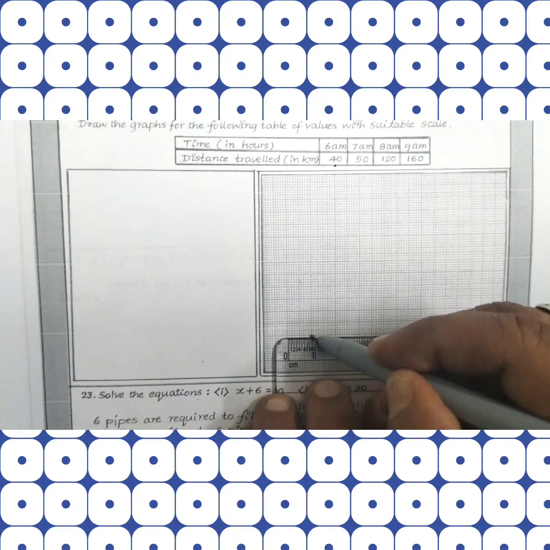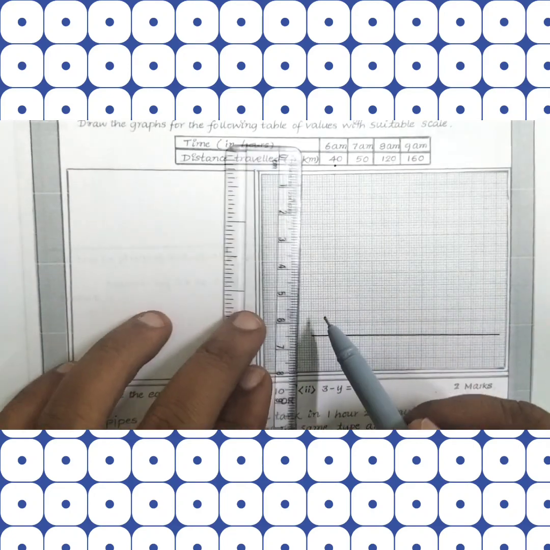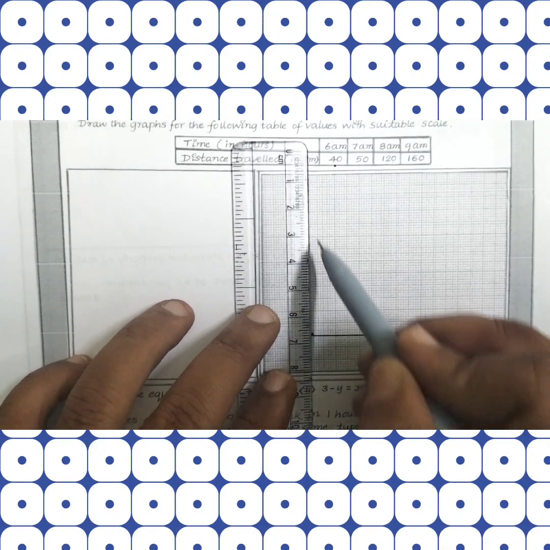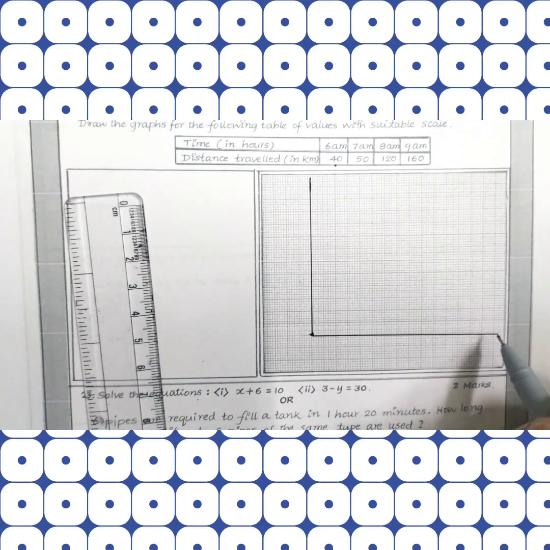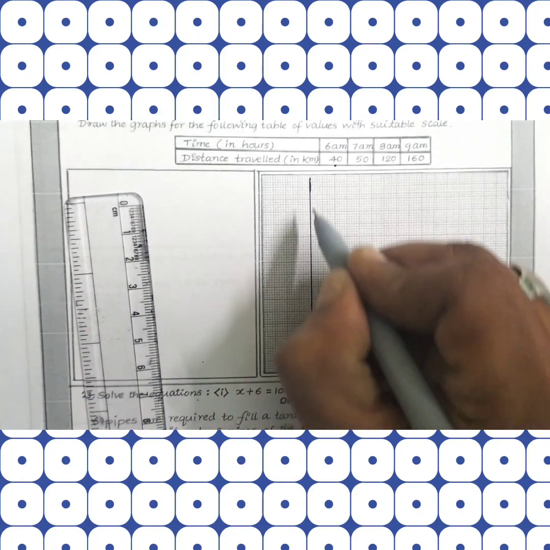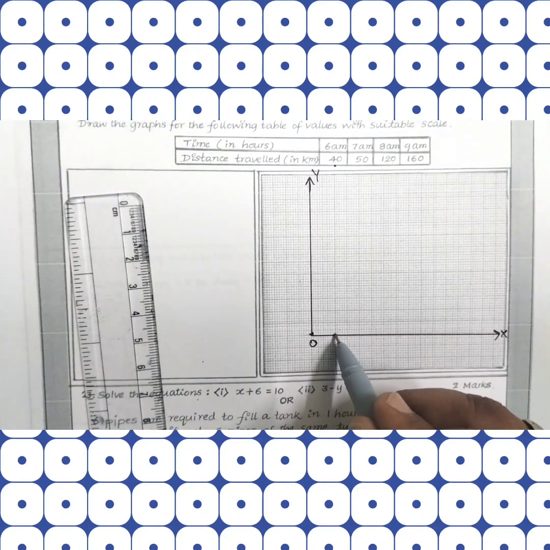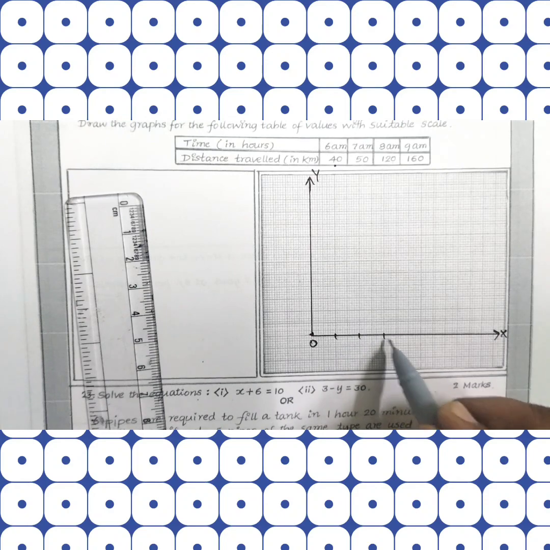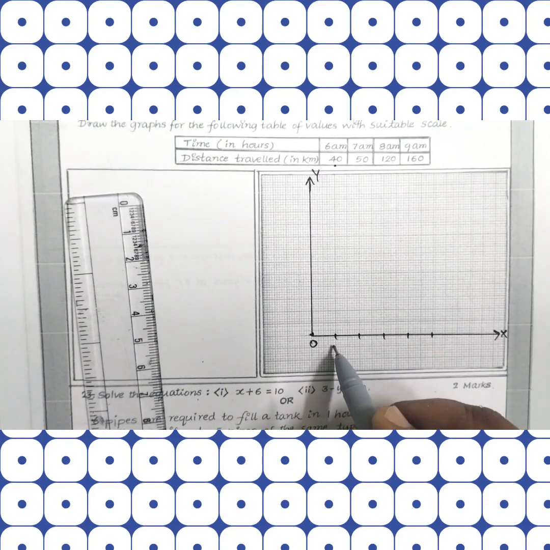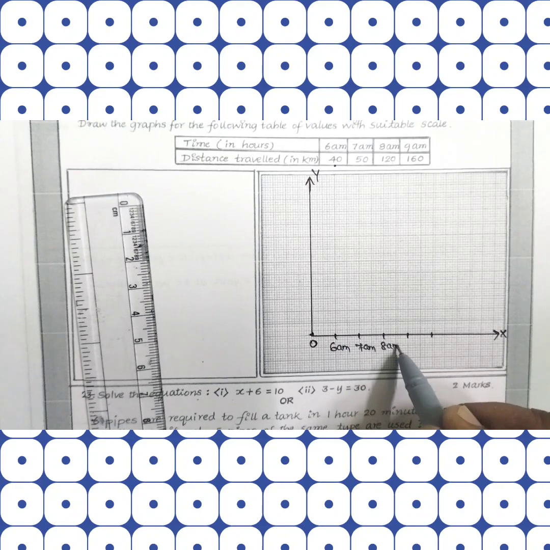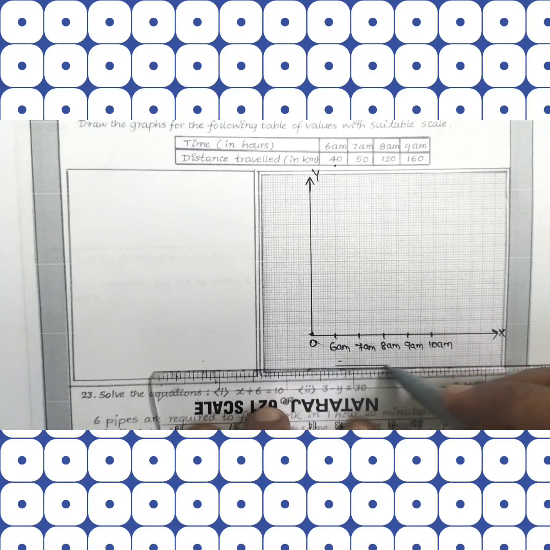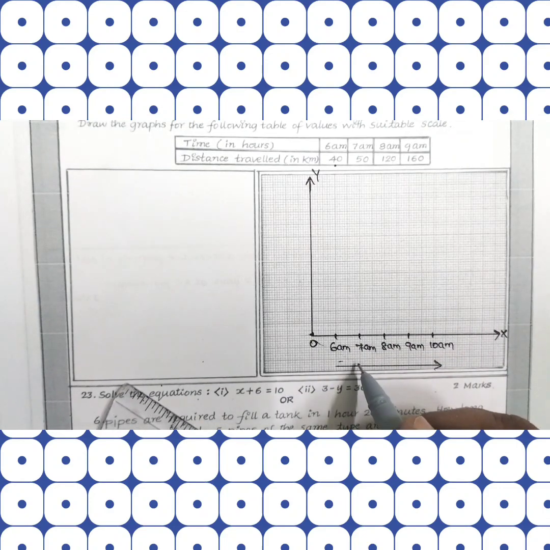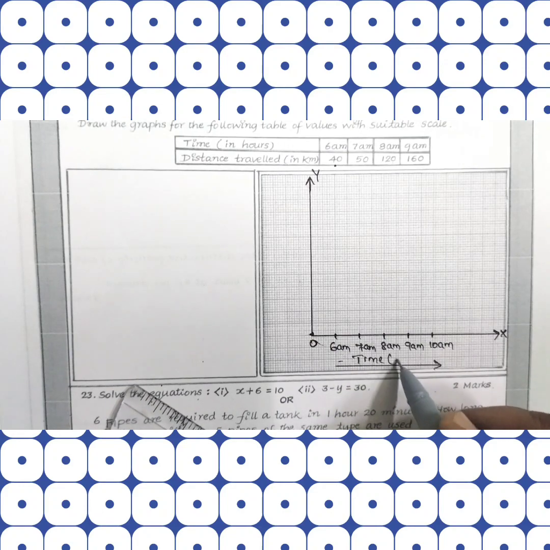First you draw x axis, next you draw y axis, so this is x axis, this is origin and this is y axis. So ಈಗ ಮಾರ್ಕ್ ಮಾಡ್ಕೊಂಡು ಬನ್ನಿ. So this is 6 AM, this is 7 AM, this is 8 AM, and this is 9 AM, this is 10 AM. So now in the x-axis you have to mark and draw one line, one arrow mark, and you write it time in bracket in hours.